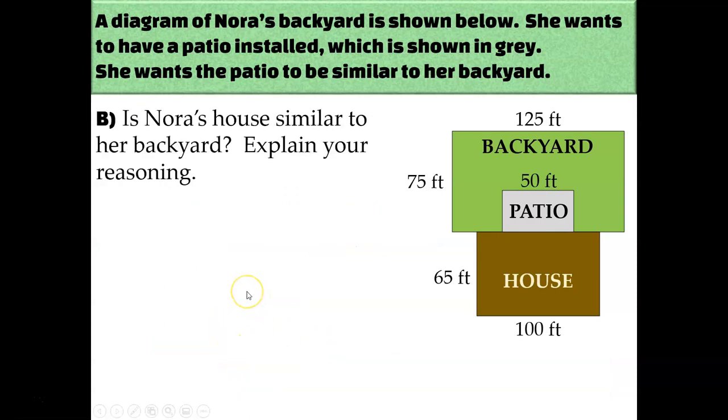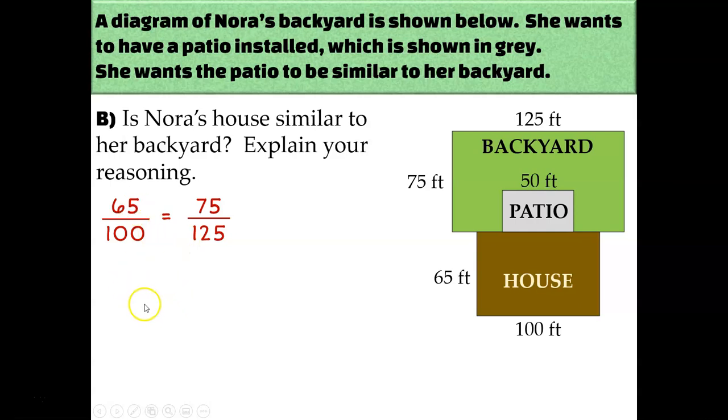Nora is wondering if her house is also similar to her backyard. To figure this out, we'll set up another proportion. We'll set up the length of the house over the width of the house equal to the length of the backyard over the width of the backyard. This time you'll notice we knew all of the numbers. There was no x to solve for. So I'm not going to cross multiply this time.